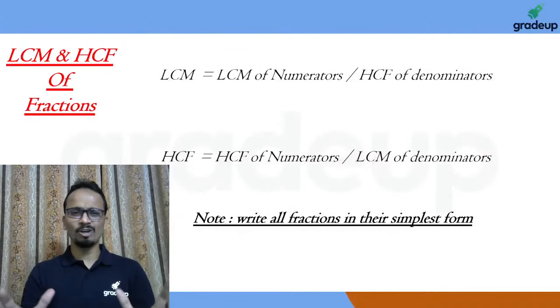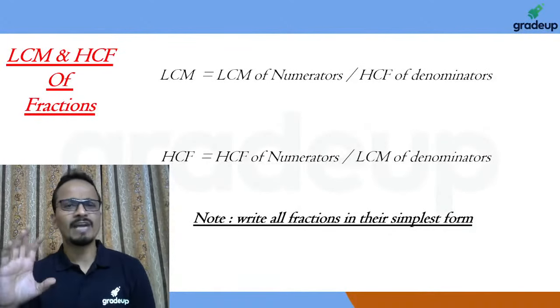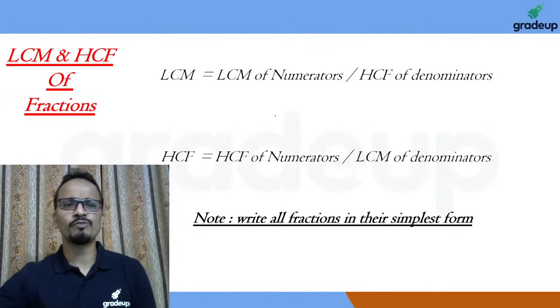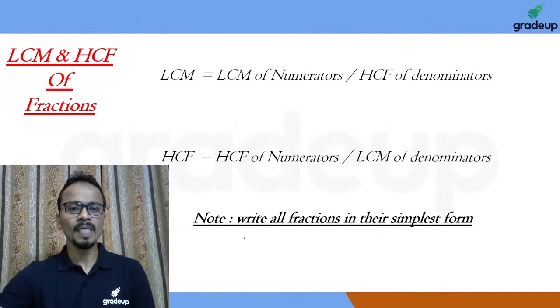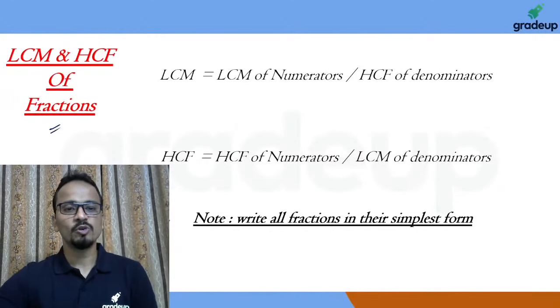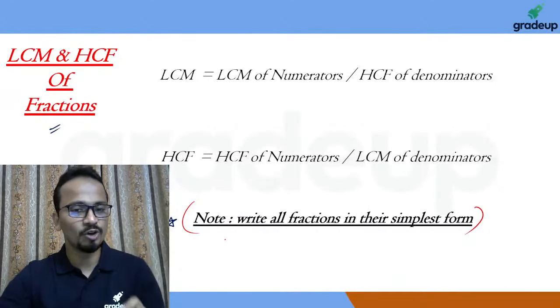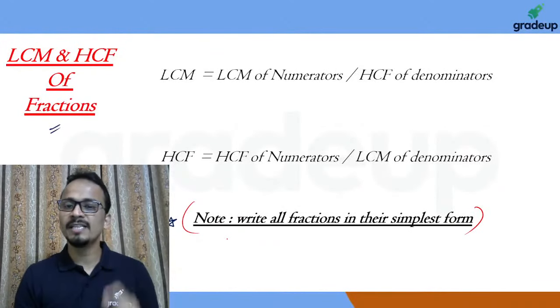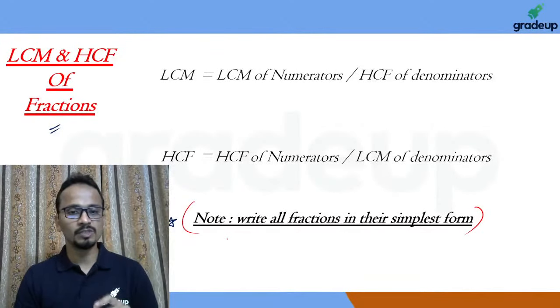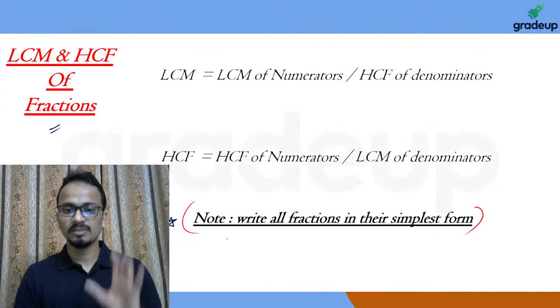I'll not be wasting a lot of time on this. If you want to calculate LCM and HCF of fractions, you can just follow the method given on this screen. Now you have to note down one thing: whatever the number of fractions given, you will first of all have to write all the fractions in their simplest forms. This is an important note that you need to follow. Write all the fractions in their simplest form. This is one thing that you'll have to take care about.